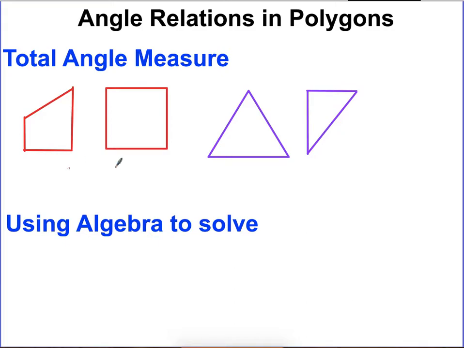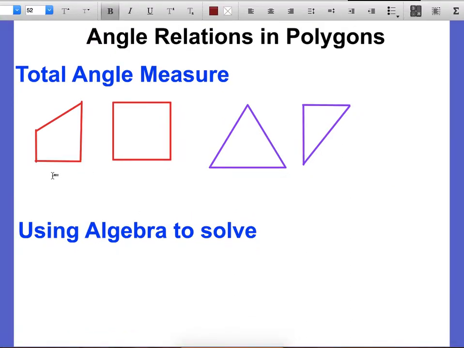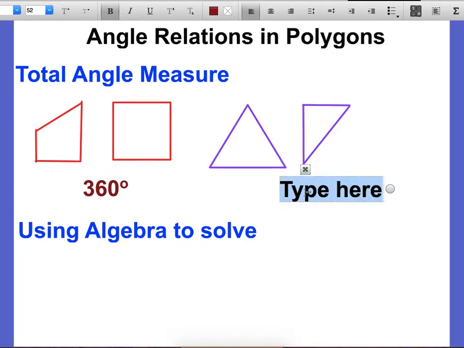A quadrilateral has a total angle measure of 360 degrees. So I count the sides, there's 4 sides on each of these. That means they each have 360 degrees of total angle measure. With triangles, 3 sides, they each have a 180 degree angle measure. It's no matter how the triangle looks, as long as it has 3 sides. Same with quadrilaterals. All right, so we're going to use algebra to solve.